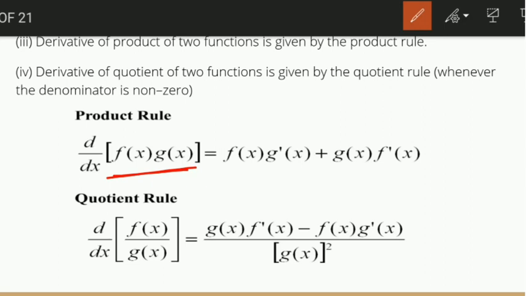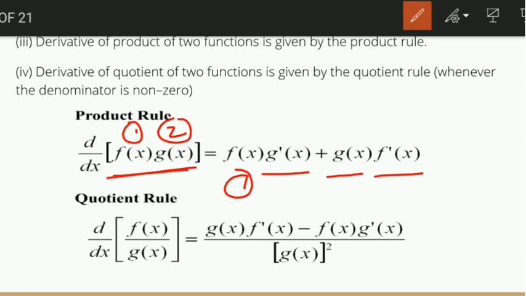What you have to do is, you have two functions here, right? You can name them the first function and the second function. First you write the first function as it is, and find the derivative of the second function. Then you write the second function and find the derivative of the first function, and you add both. Then you will get the derivative of this product.